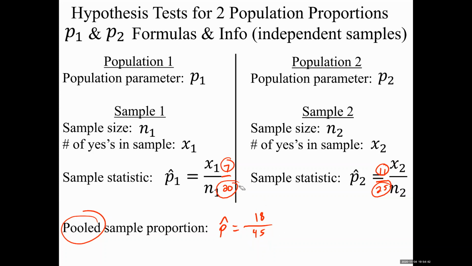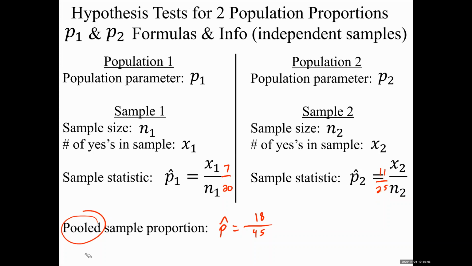So let me just say it one more way. This is the percentage of Rio Hondo students that I talked to that are married. This is the percentage of PCC students that I talked to that are married. But this one is the percentage of all the people I talked to, I don't care where they came from, that are married. That's the pooled sample proportion. Bring the two samples together, treat it as one bigger sample.